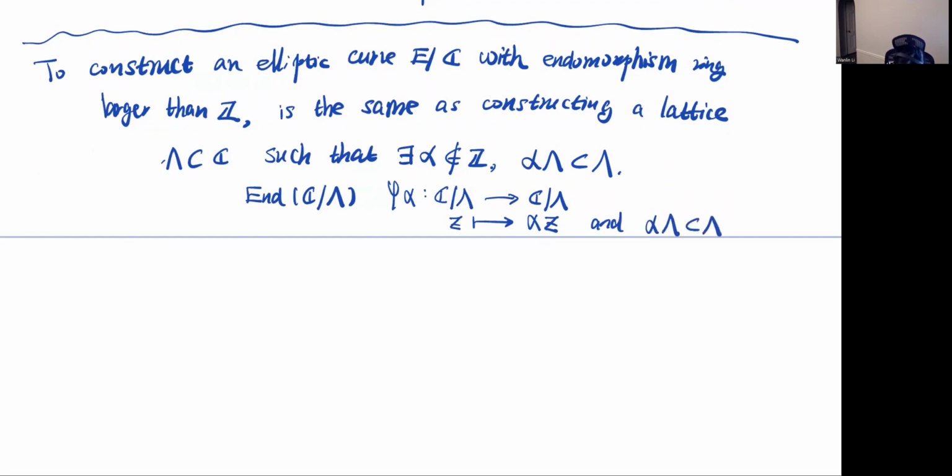So this is actually where the name complex multiplication comes from, where the word multiplication is from. Because if you look at the set of complex points of an elliptic curve over C, identified with the points on C mod lambda, when the endomorphism applies on this set of points, it is literally by multiplying the corresponding complex number Z with this complex number alpha that represents your endomorphism. So this is where the name complex multiplication comes from.